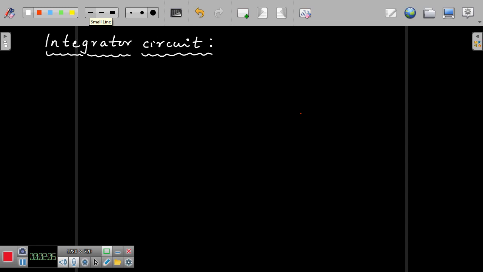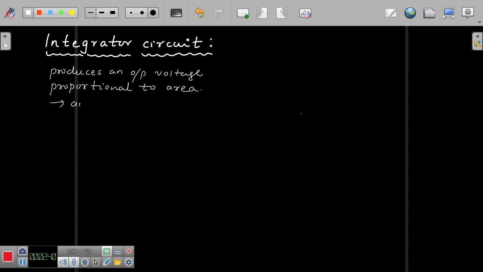Before going into the circuit, what exactly does an integrator do? Basically it produces an output voltage. So what exactly do you mean by integration? That is proportional to the area, right? So basically area means what? It's amplitude into time. This is what we mean by integration, right?